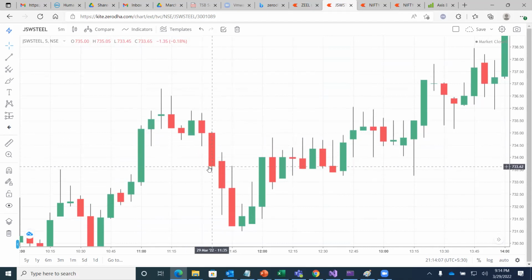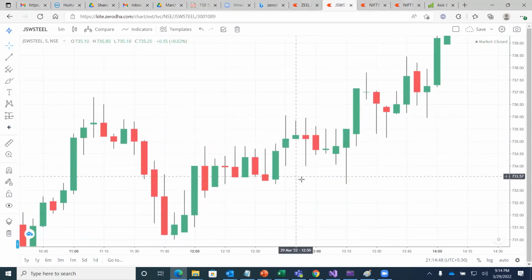So what exactly is it representing? On which day? Rekha, can you please tell? 29th March, 11:35. So this is a 5 minutes candle, from 11:35 to 11:40, or 11:39:59. You can consider it as 11:40. This is the complete fluctuation for 5 minutes. Understood? Clear?